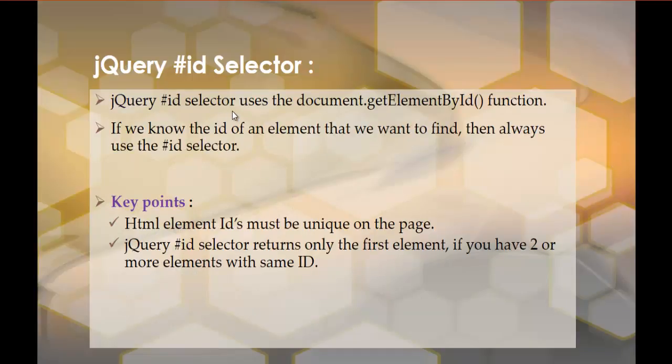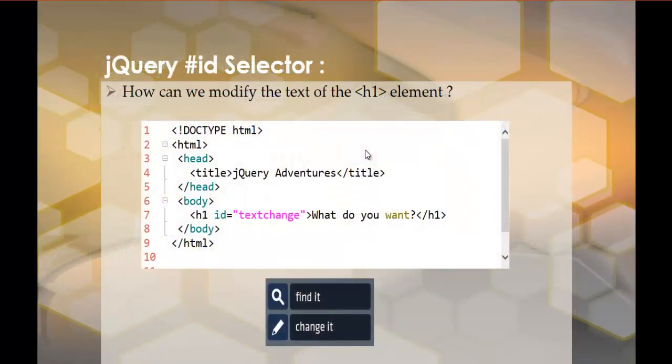The jQuery ID selector, behind the scenes, uses the document.getElementById function to select an element. So if we know the ID of an element, then always we have to use the ID selector to select that element. Without wasting much time, let me show you how I select an element by ID with the help of the jQuery ID selector.